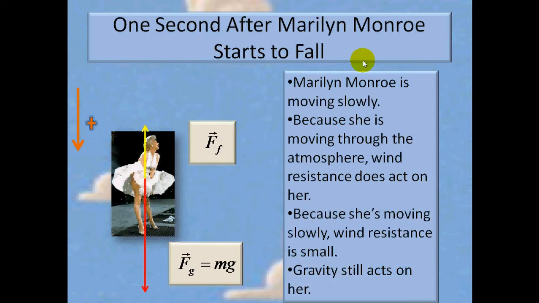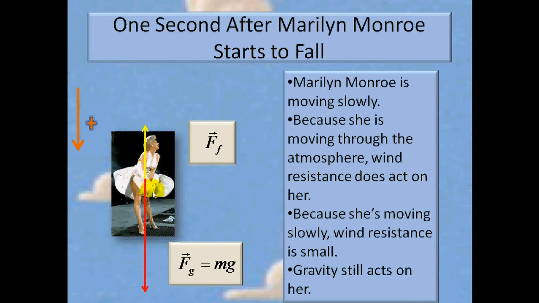One second after Marilyn Monroe starts to fall, she's moving slowly. So imagine sticking your hand out of the car window. Your car is moving slowly. You will feel some wind resistance acting on your hand. It'll be a small wind resistance, but it's there. So when Marilyn Monroe is moving slowly, there is a wind resistance acting on her, and we abbreviate that F little f. It's just a frictional force. And we've drawn this yellow vector to indicate the wind resistance acting on her.